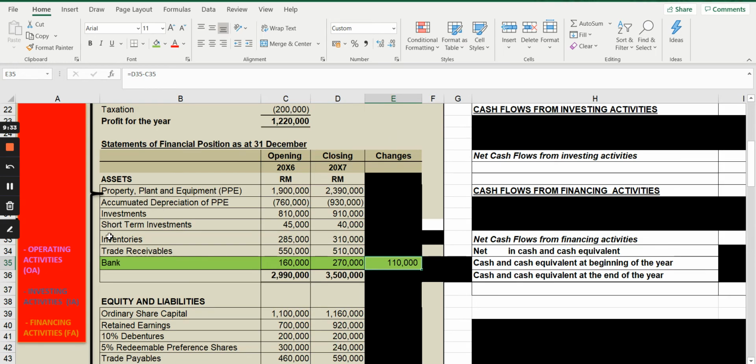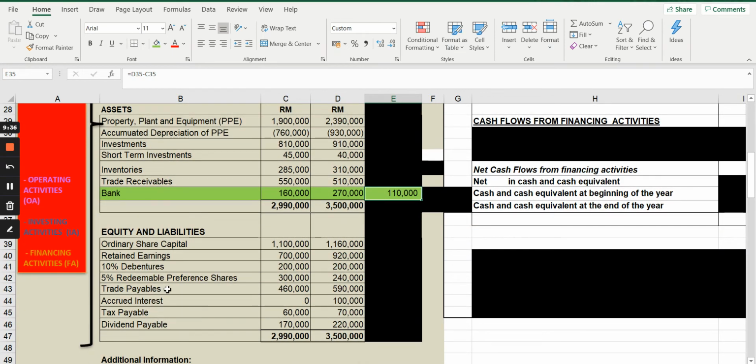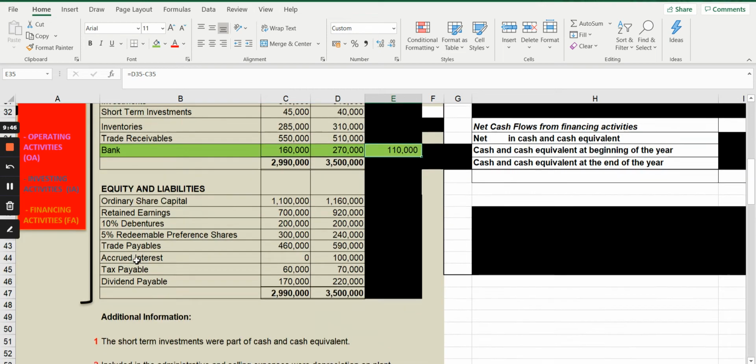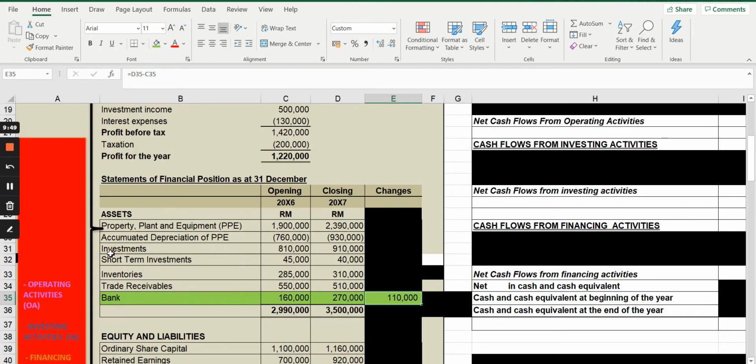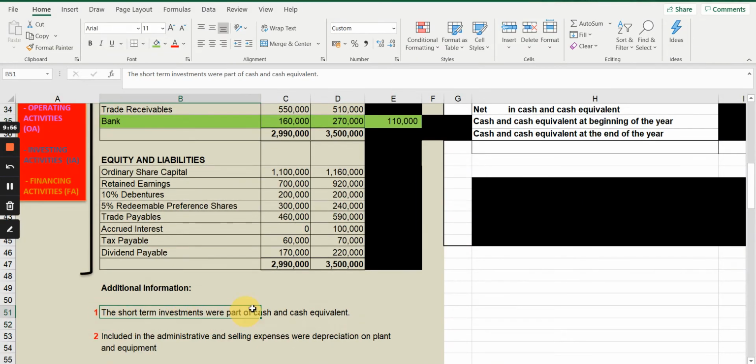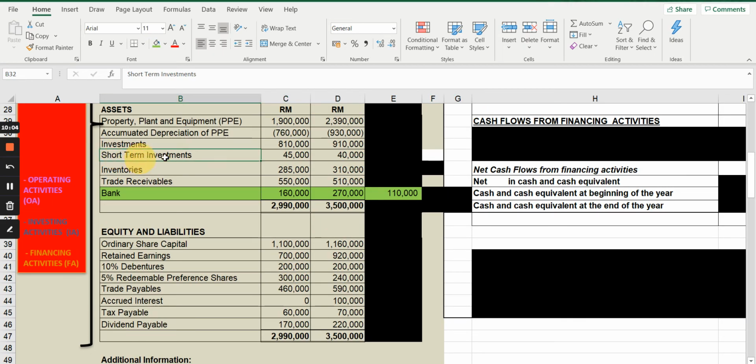Next is to find another cash and cash equivalent. Sometimes you may be given some bank overdraft, some marketable securities which are less than 3 months, or maybe you may be given also some cash balances. But in this question, none. But let's see, you have some item there, short-term investment. Don't just simply think this is a cash and cash equivalent. Let's check if there is some information. Yes, information number 1 says that short-term investment is part of your cash and cash equivalent. So therefore, cash and cash equivalent is not only just the bank account, but it's also the short-term investment.